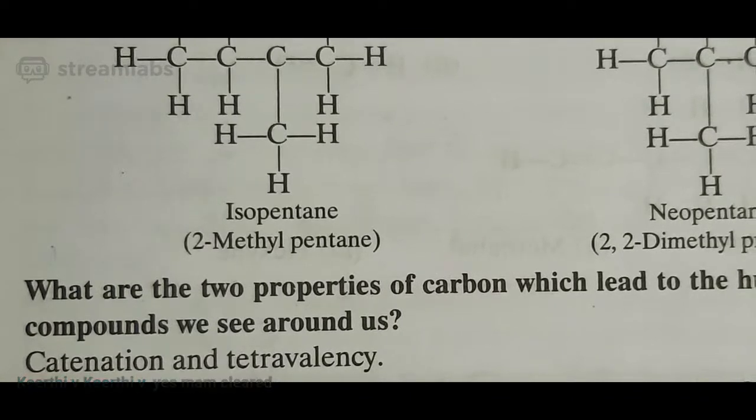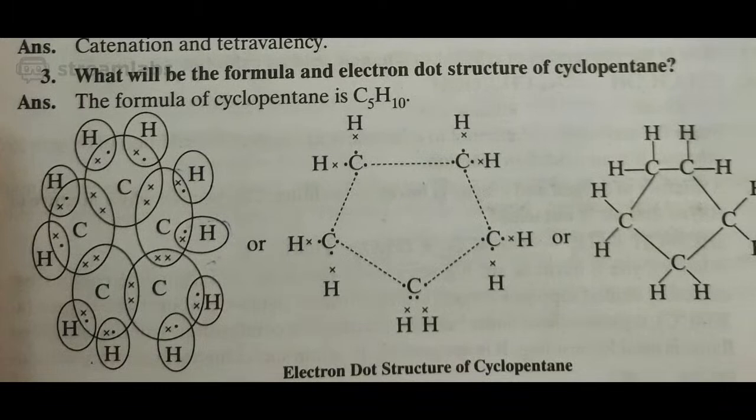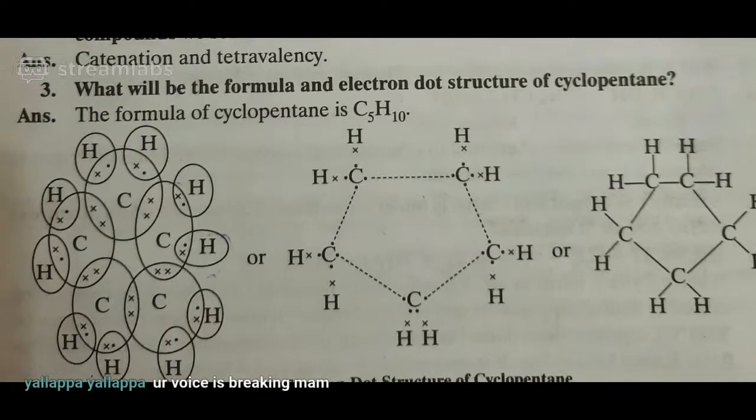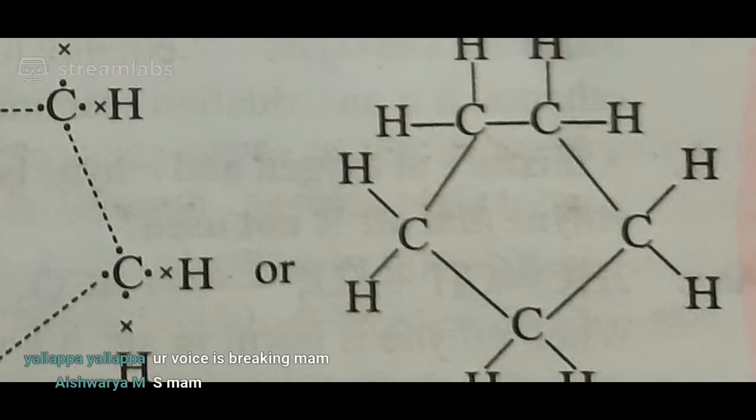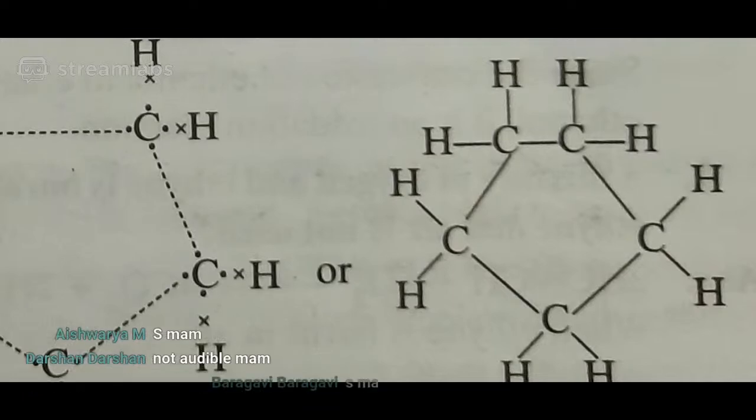What are the two properties of valency? The answer is catenation and tetravalency. How to write the dot structure for cycloalkanes? This is how the cycloalkanes are represented. As per the structure, the cyclopentane is written like this.